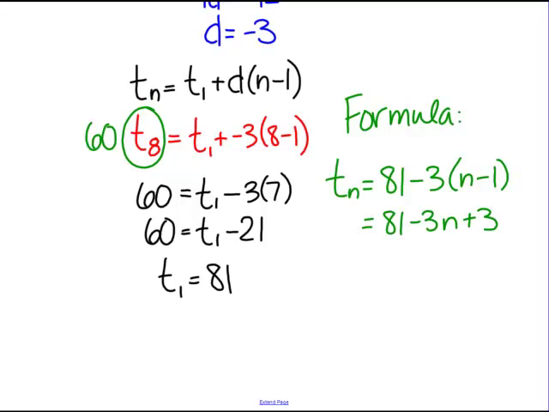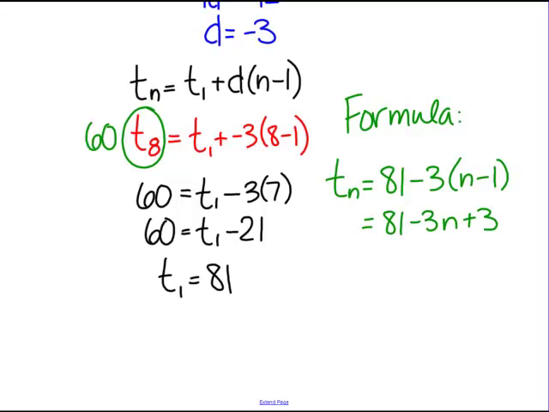And now for the second method, we'll find the first term and the common difference both at once by writing and solving a system of equations. We'll use the eighth term to write one equation. It must be true that the eighth term is equal to the first term plus the common difference times 8 minus 1. And so that means 60 equals T1 plus 7 times D.